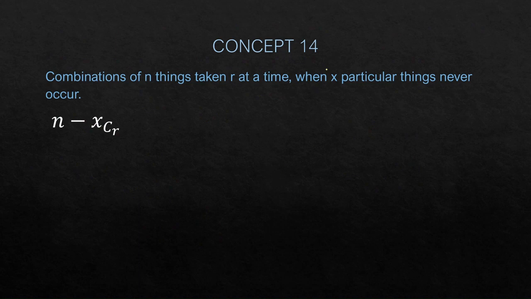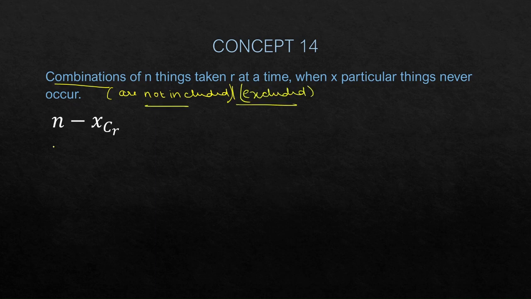Now concept number 14 is similar to concept number 7 that we did. So refer to that. The difference is here we are talking about combinations, whereas in those cases permutations were involved. So combinations of n things taken r at a time when x particular things never occur or are not included. Or we could have written excluded. These are all just words which mean the same thing.